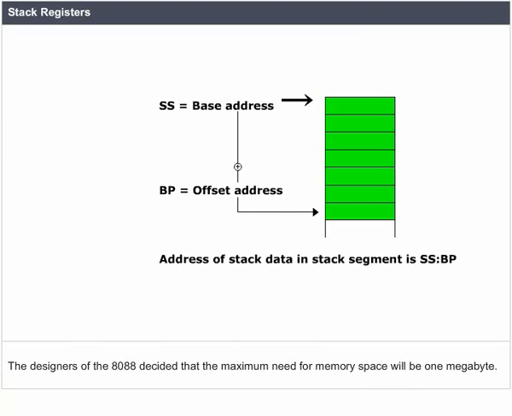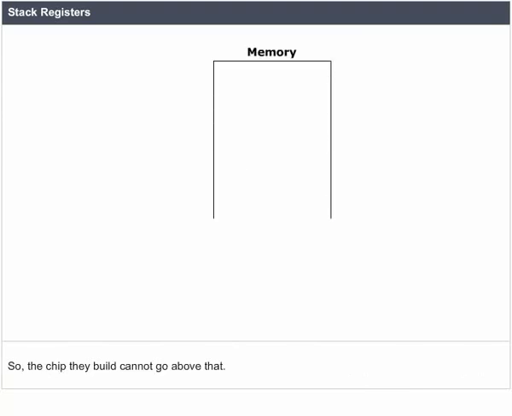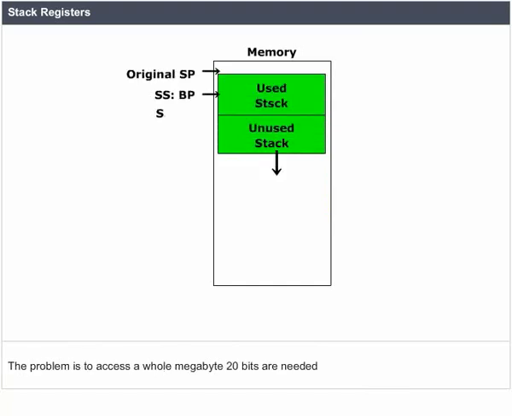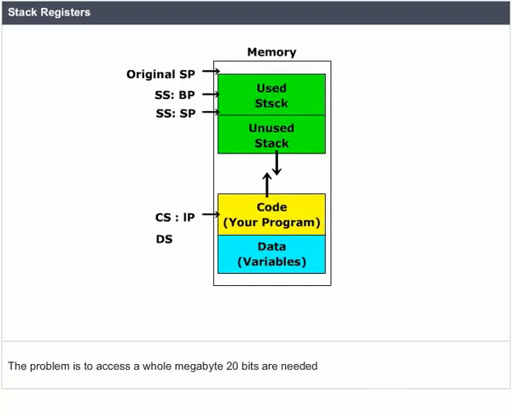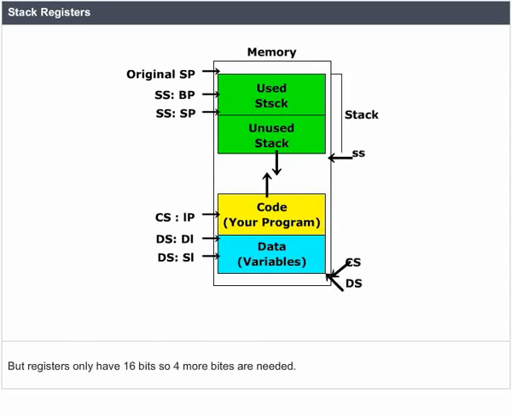The designers of the 8088 decided that the maximum need for memory space would be 1 megabyte. So, the chip they built cannot go above that. The problem is, to access a whole megabyte, 20 bits are needed. But registers only have 16 bits, so 4 more bits are needed.